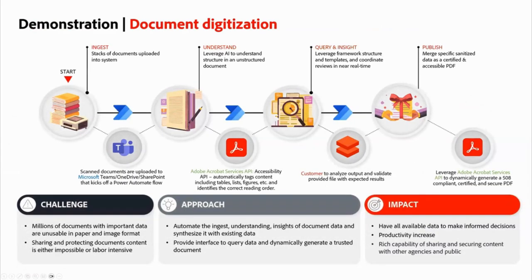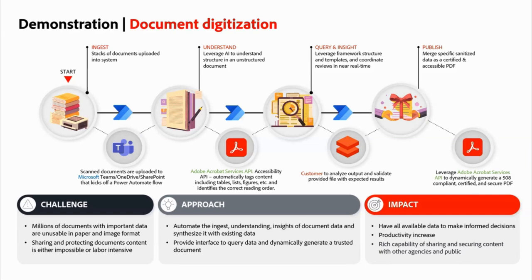As a visual overview of what a document process could look like, let's say we have a stack of documents fed into our system. They exist in a Teams site or a OneDrive site, etc. We then understand those documents by running them through the checker, then calling our accessibility auto tag API to tag them on the fly.